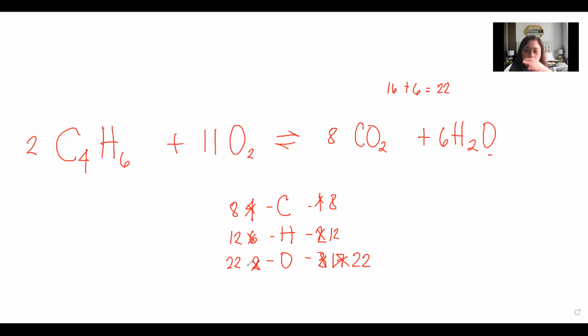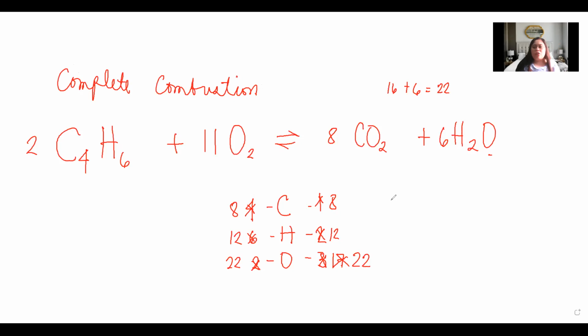So this is now the balanced equation if sunugin natin si butane para may flame tayo na ma-produce. So this is it. 2 molecules of the butane reacting with 11 molecules of oxygen, and then it will yield 8 molecules of carbon dioxide plus 6 molecules of water. We call this class complete combustion.